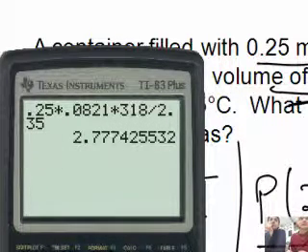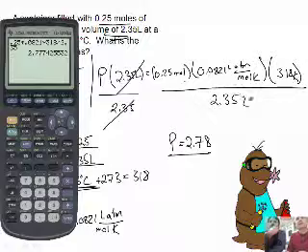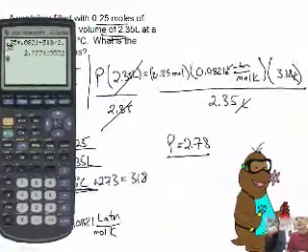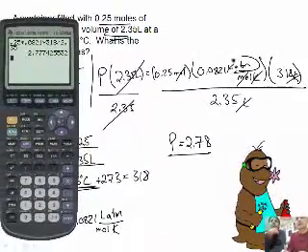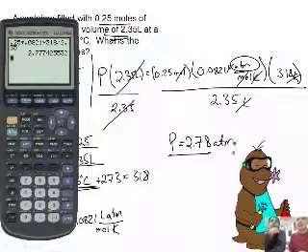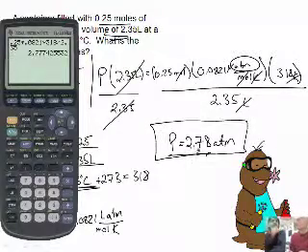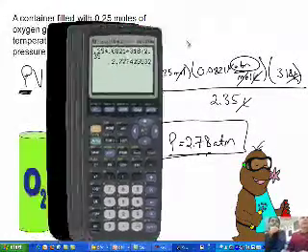So the pressure is 2.78. What would the units on that be? Let's cancel them out. The liters cancel here and here. We've got moles here and here, and that cancels. My Kelvin is here, and that cancels. That leaves us with atmospheres. And that's because if you're using this equation, typically pressure will be in atmospheres.